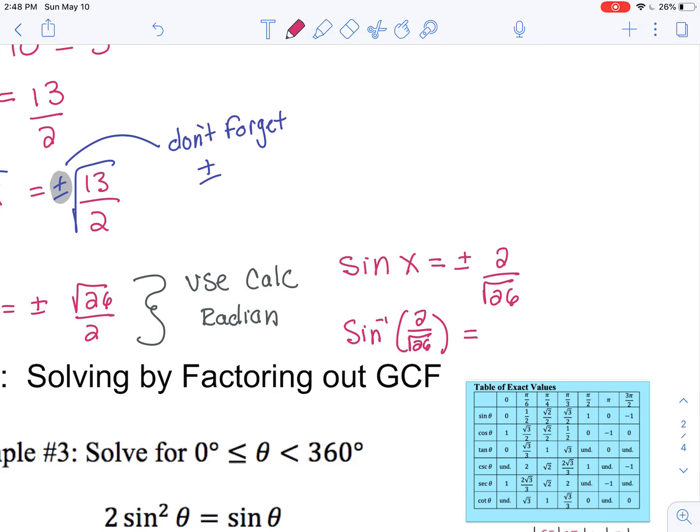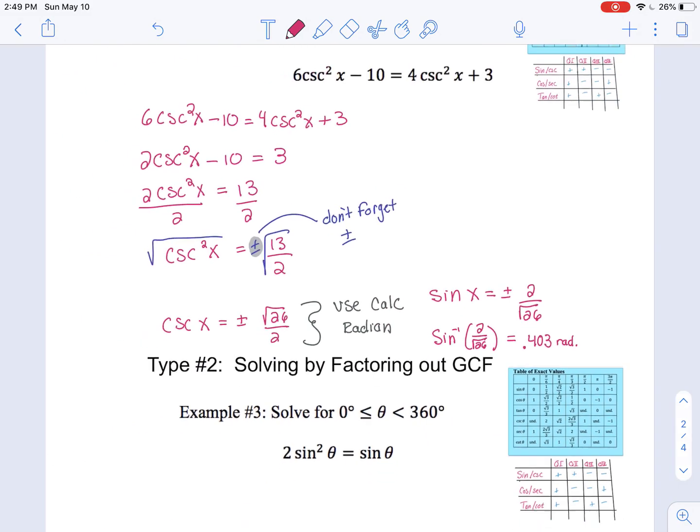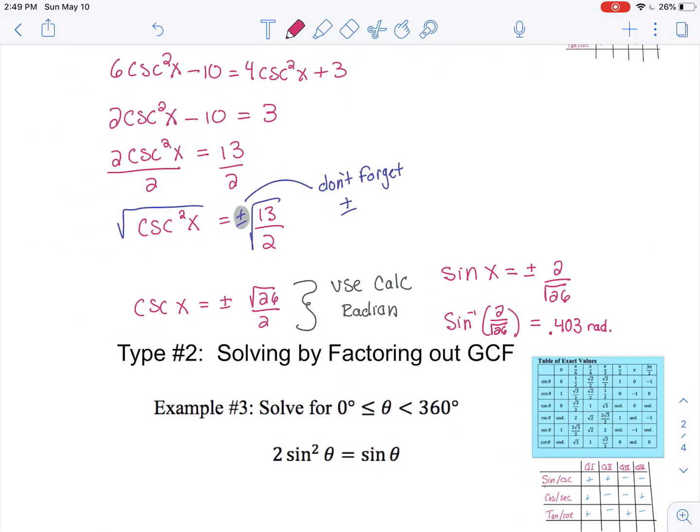So first I'm going to make sure my calculator is in radians. I am in degrees, so I'm going to switch it to radians. I'm going to plug in sine inverse 2 divided by radical 26. And that gives me 0.4030, so I'll say 0.403 radians. So now I have my reference angle.